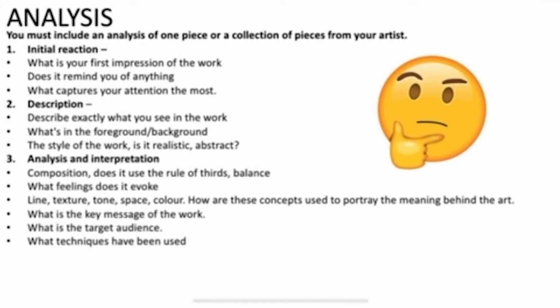The line, texture, tone, space, and colour. How these concepts are used to portray the meaning of the art. And what is the key message of the work? Again, when you look at this piece, what kind of message do you think it's trying to portray? Because almost always there's some kind of deeper underlying meaning of the work.